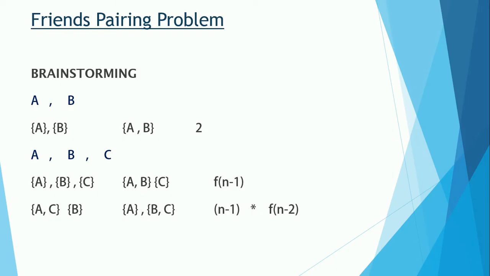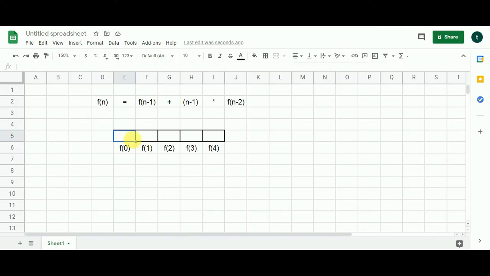Now let's switch to the framework and solve this friends pairing problem. I have set up an array over here which we are going to fill, and this cell is going to give us our answer, which is going to be the value of F4. As you can see, we just determined this particular relation. So Fn is going to be Fn minus 1 plus n minus 1 into Fn minus 2. Conceptually, we saw that just now.